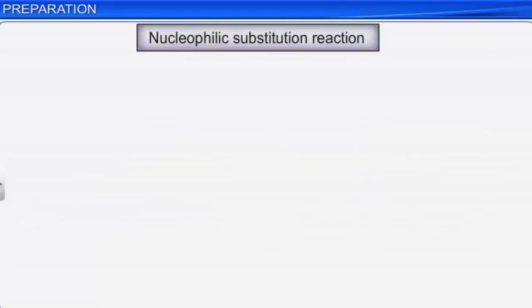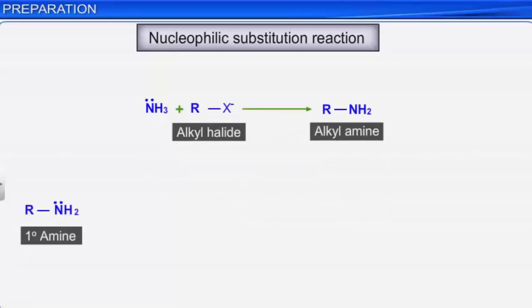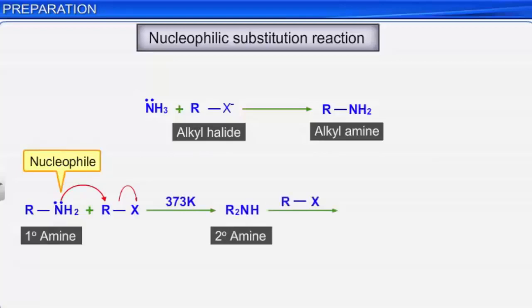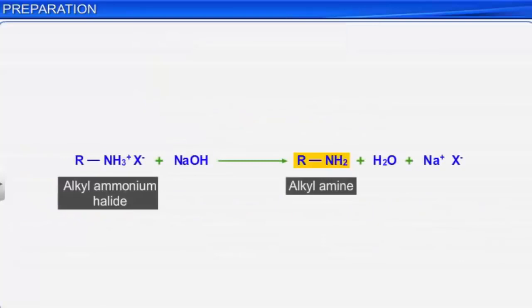This is a nucleophilic substitution reaction where the halogen atom is substituted by the amino group. The primary amine thus obtained acts as a nucleophile and reacts further with more of the alkyl halide to form secondary and tertiary amines as well as quaternary ammonium salt. The free amine can be obtained from the ammonium salt on treatment with a strong base, such as sodium hydroxide.